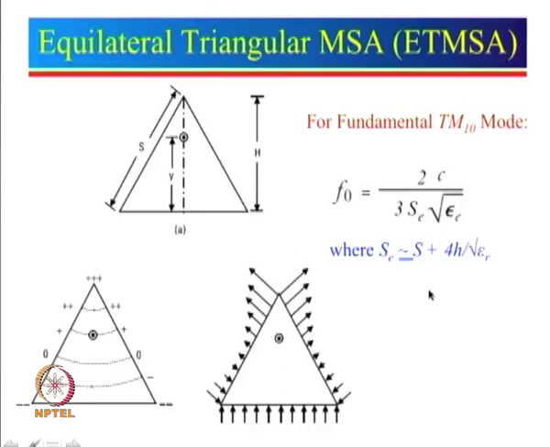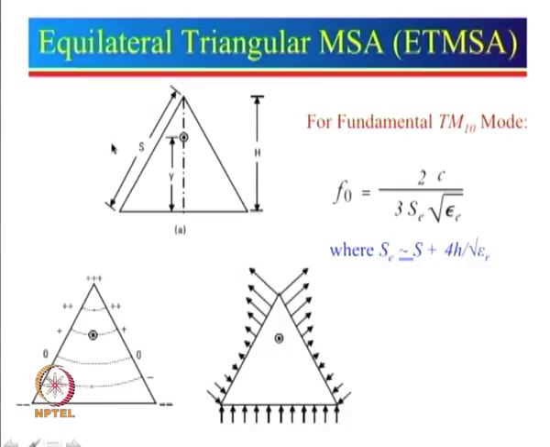Now, how to calculate the resonance frequency? The resonance frequency is calculated using this expression here. You can see there is a small difference. In case of the rectangular patch, it was C divided by 2 L_e. Over here, for the triangle, it is 2C by 3 S_e, and again as before we can find out the L effective; here it is S effective. S effective is now S plus 4H by square root epsilon, whereas for L effective it was only 2H. So, why over here do we use 4?